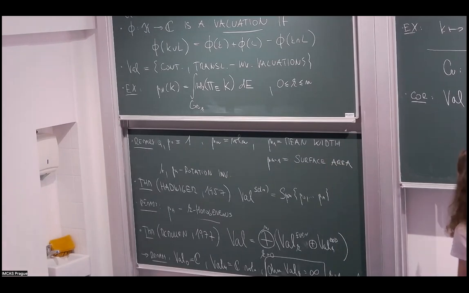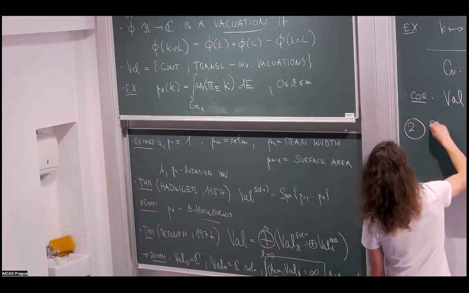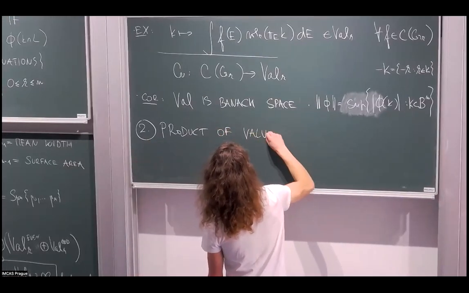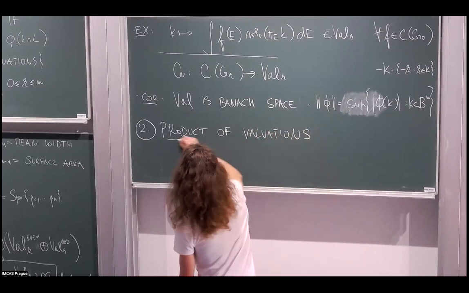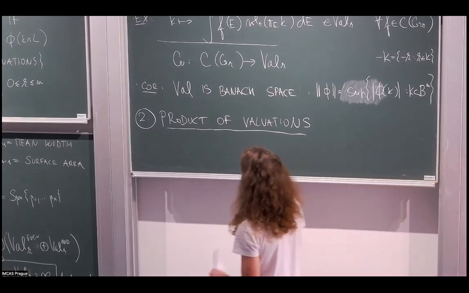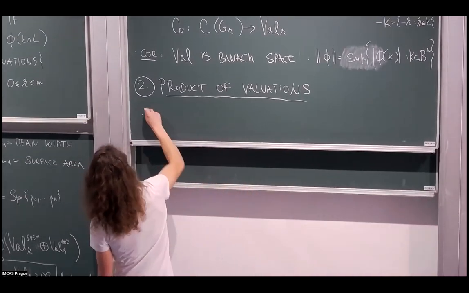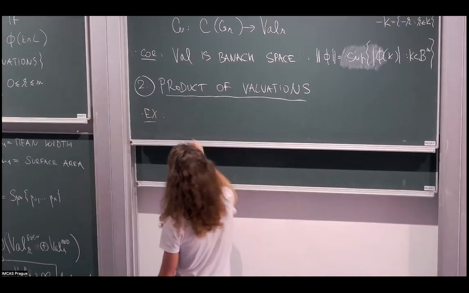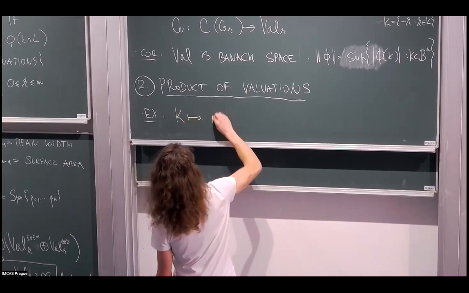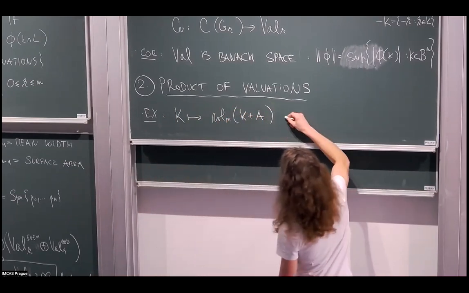So let me now show you how the product on this space is defined. Part two, product of valuations. And this is now the modern part, the Alesker contribution. So before I can define a product, let me give you even more examples of valuations. I can consider the following functional. I will send K to the volume of K plus A, where A is some fixed convex body.